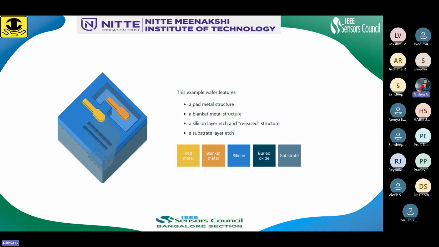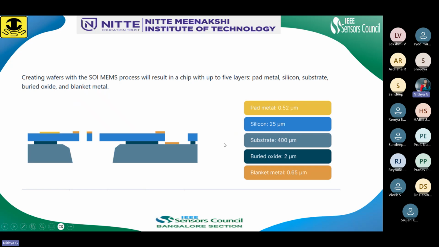Okay, going ahead, this is a cross-sectional view of the structure, wherein the one in gray color is the substrate, the one in black is the insulator, and the blue is the silicon device area. And these yellow ones are the blanket metal and the pad metal.